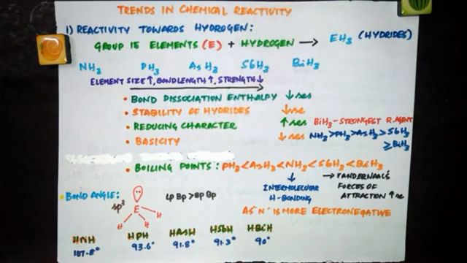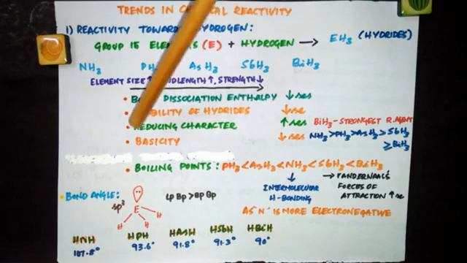And what happens to basicity? It decreases. What is basicity? The tendency to give electrons. As the size of the central atom increases, the electron density decreases. So the tendency to give away electrons decreases. So we say basicity decreases.